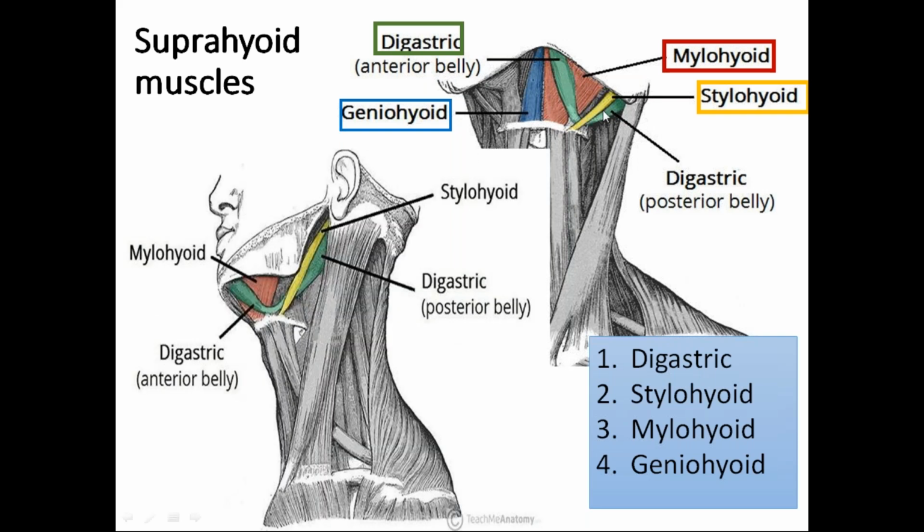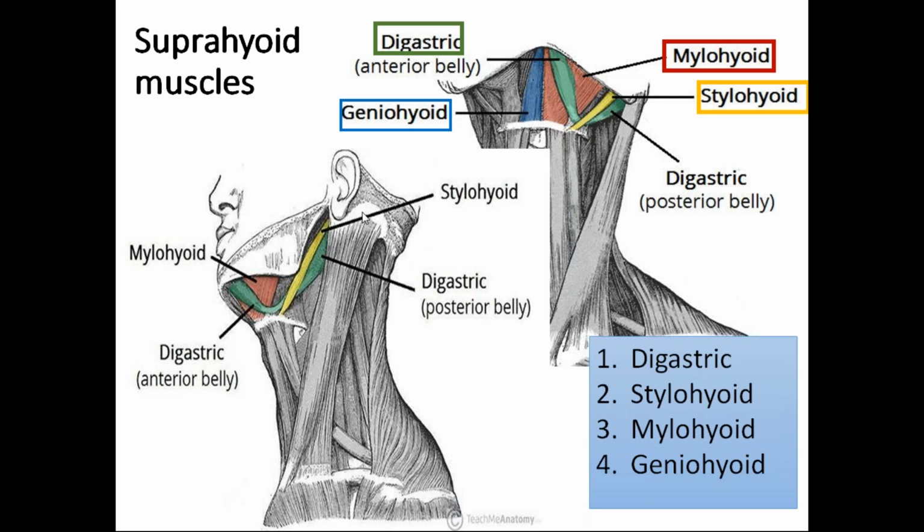Okay, so the posterior belly of digastric will not be seen in the midline, and even the stylohyoid will not be seen in the midline. So you can only see the mylohyoid and anterior belly of digastric in the anterior median line. Okay, in the lateral view you can see these two muscles in the midline.